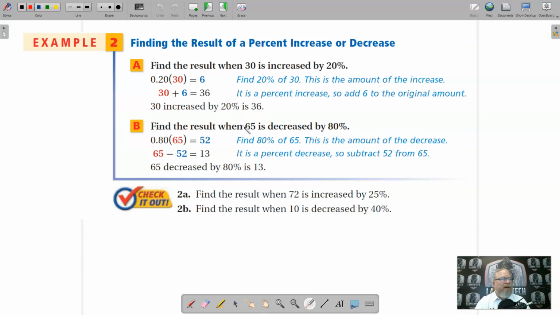Next, we have find the result when 65 is decreased by 80%. So we want 80% of 65 and then subtract it from 65, right? So 80% as a decimal is 0.80. 80% of means to multiply. We're going to multiply times 65. So this is 80% of 65. We calculate that out, we would get 52. So now let's go ahead and subtract 52 from the original amount of 65, and we would get 13. So we see that 65 decreased by 80% is 13. And again, there is an easier way to do this, and we'll look at that in a future example.